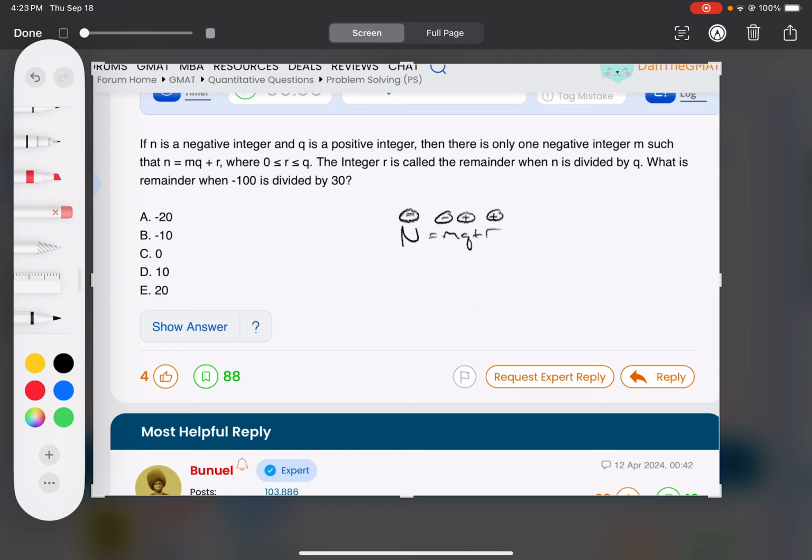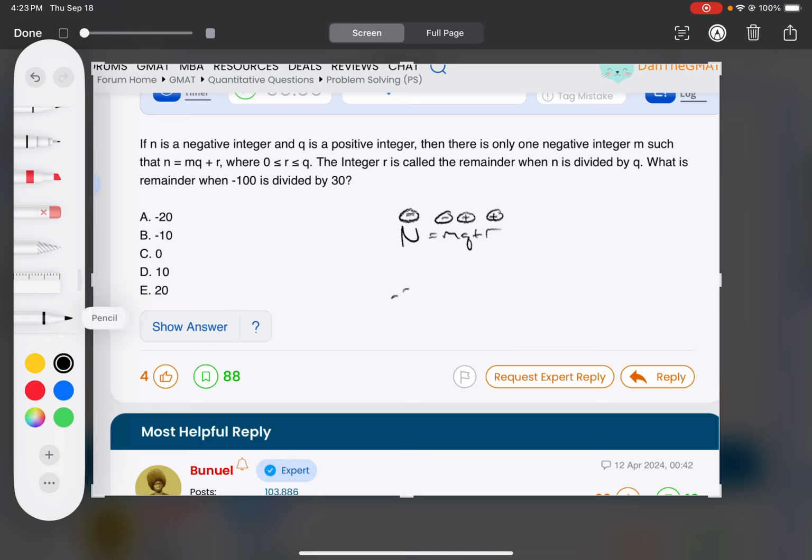So the remainder is positive. R and Q, these two are positive. That tells me N has to be a negative number. M has to be a negative number. Before I even worry about what's going on down here, I'm just going to see how this works such that Q is positive and the remainder is positive.